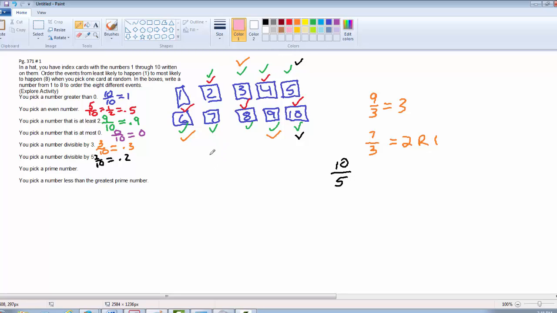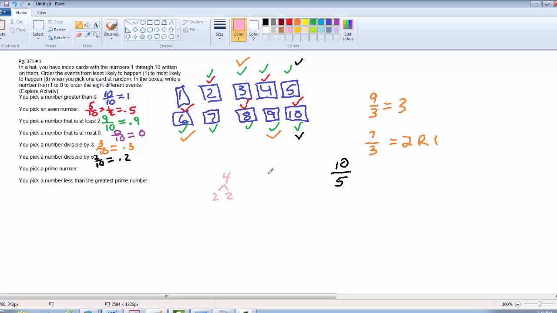Okay, our next one that we have is chance of you picking a prime number. Remember prime and composite numbers? A composite number is a number that you can break into its factors, so I can divide it by 2. A number that has exactly 2 factors would give us a prime number.